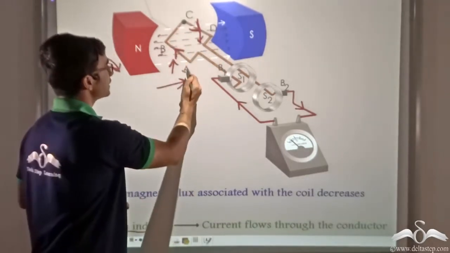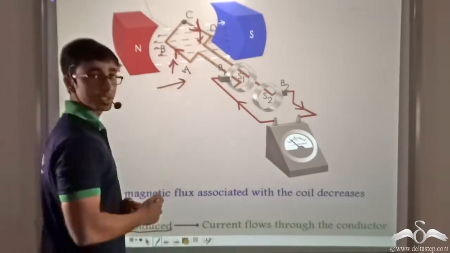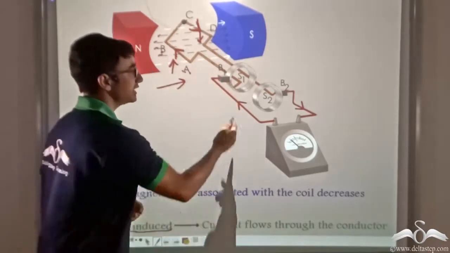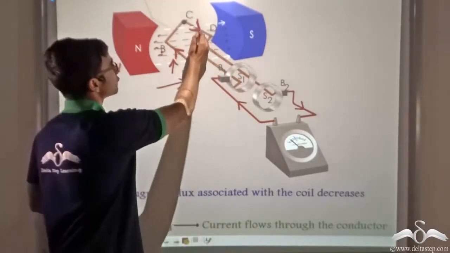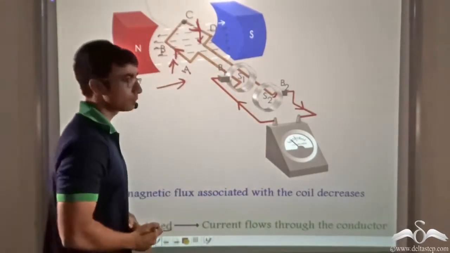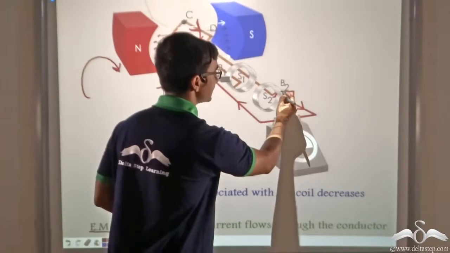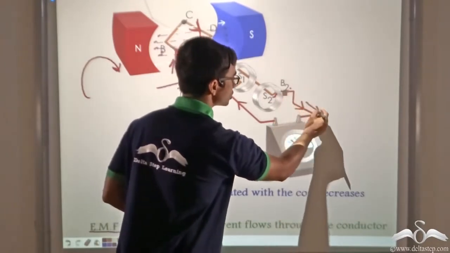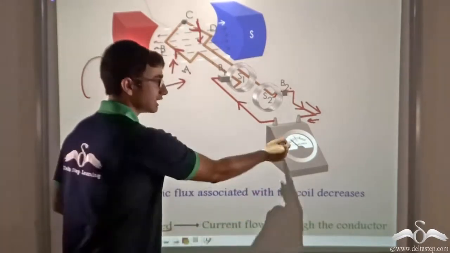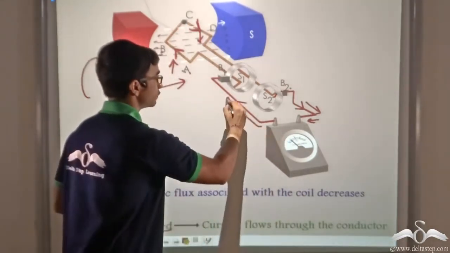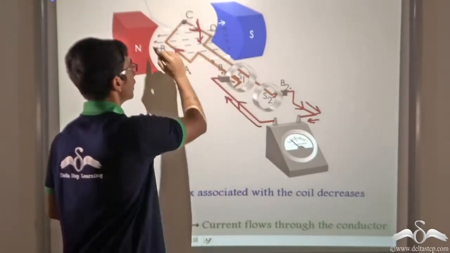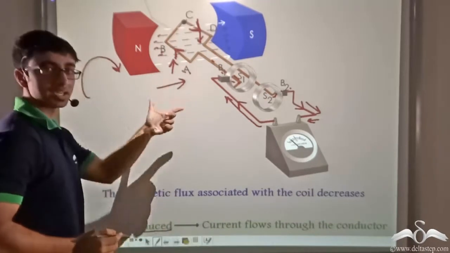Now current is flowing along ABCD. So when current flows along ABCD, notice what happens in the external circuit. Current flows along CD, comes all the way to slip ring S2, and then since it is connected to carbon brush B2, it flows in this direction, as you can see from the deflection of the galvanometer, and it flows in this direction, reaches brush B1 and all the way along AB. So this is how the current is flowing.